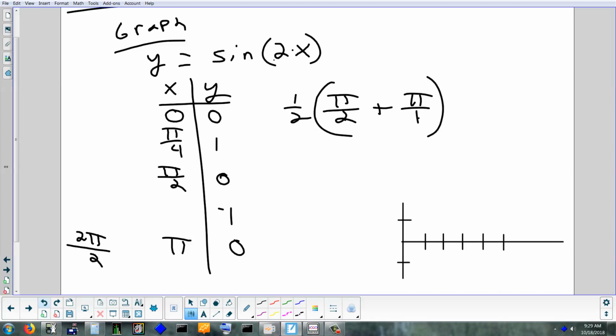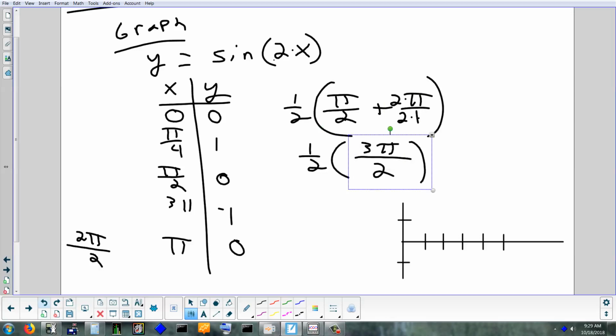But to add those up, what's my common denominator? 2 times 2 times 2. So the answer is half of something over 2. What's 1 pi over 2 plus 2 pi over 2? 3 pi over 2. And then when you take half of it, 1 times 3 gives me 3, 2 times 2 gives me 4. 3 pi over 4. Okay.